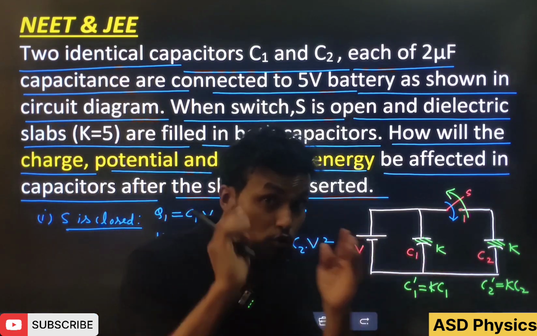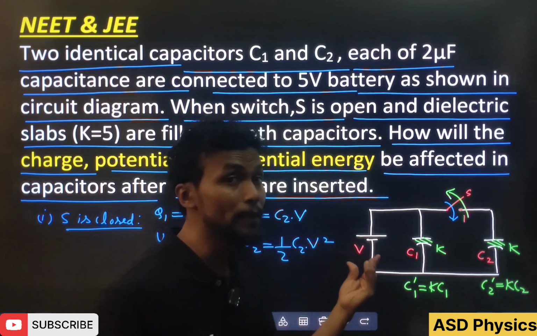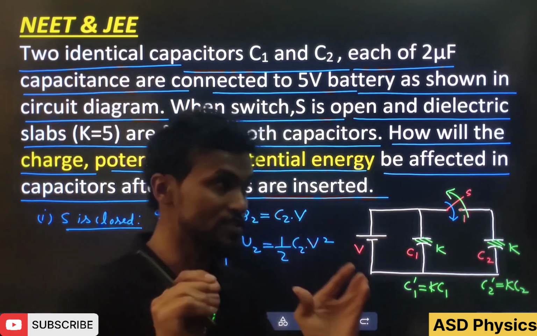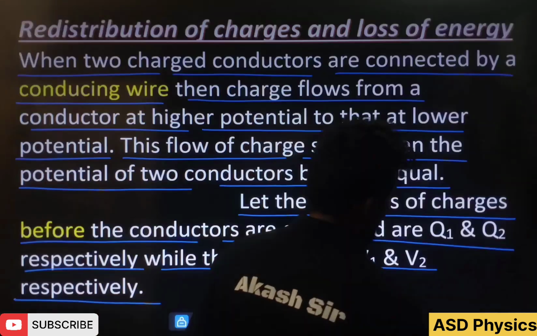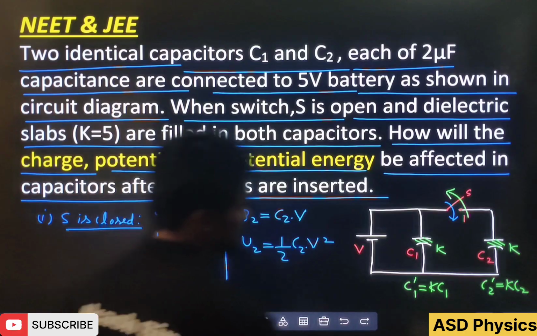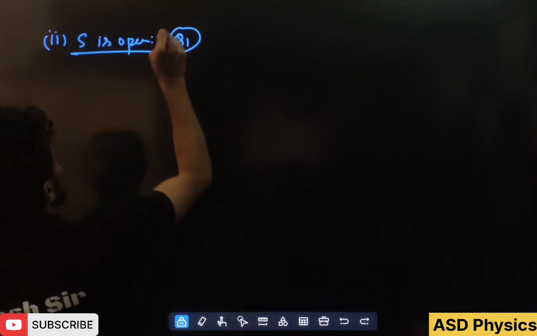C1 is anyhow connected to the battery. So when C1 is connected to the battery, the potential difference across the capacitor is going to be constant. Now we are going to calculate the new charge and energy across this capacitor C1. Second one, when switch S is open. Now students, see, S is open. So first we are going to see this for C1.